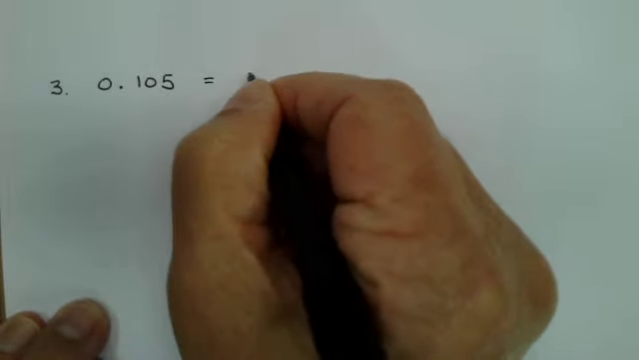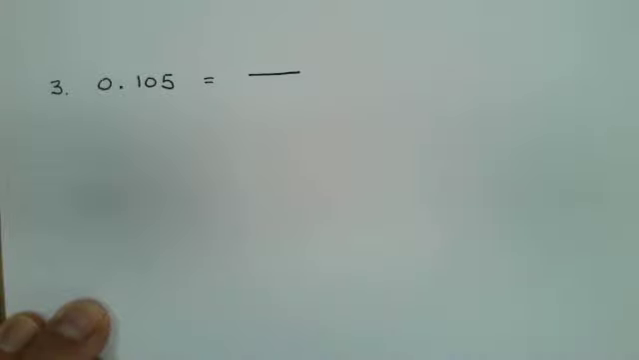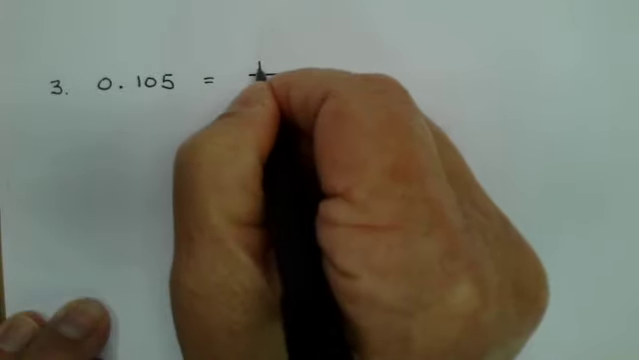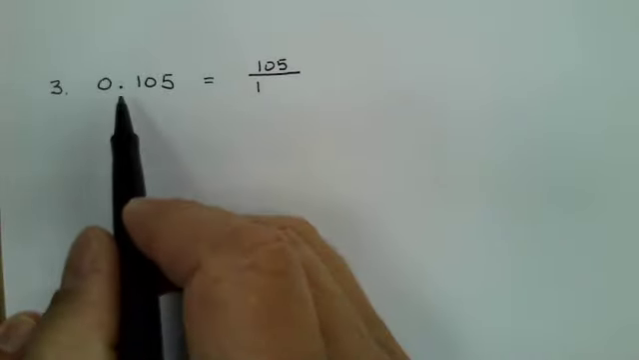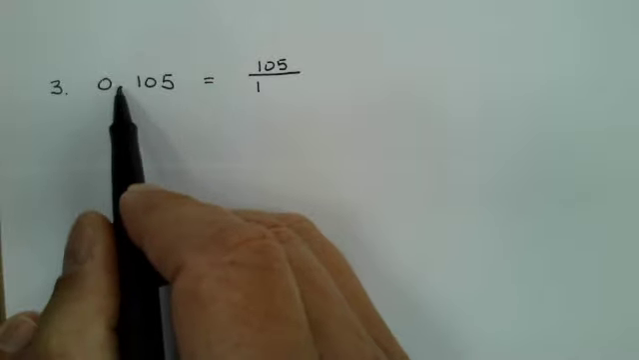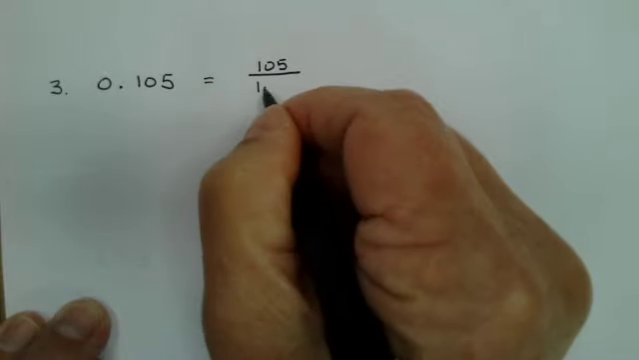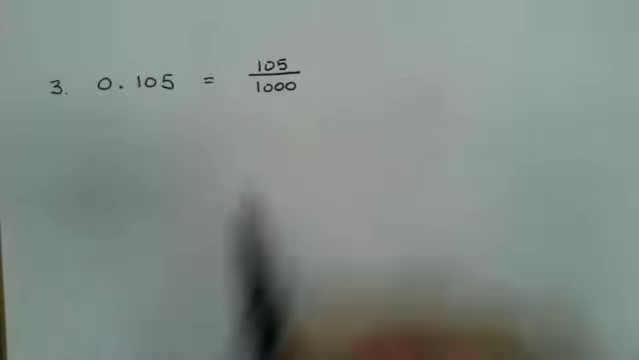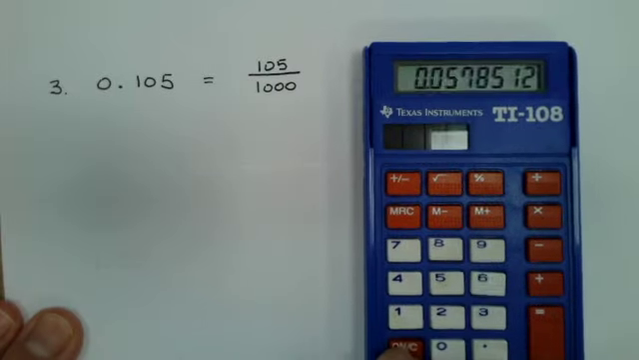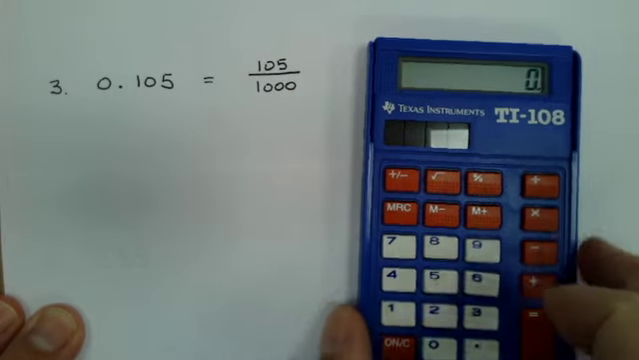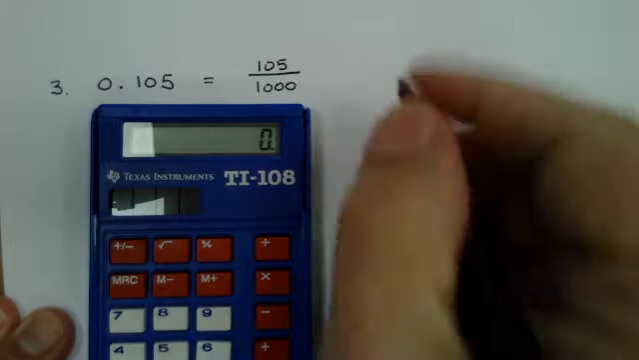Example number 3. Again, I'm going to write my fraction. Put this number up here in the top, 105. I'm going to put a 1 in the bottom. I'm going to count how many numbers there are after the decimal place. 1, 2, 3. That's how many zeros I put in the bottom. Now I'm going to use my calculator to help me on this one. I'm going to start reducing this one.